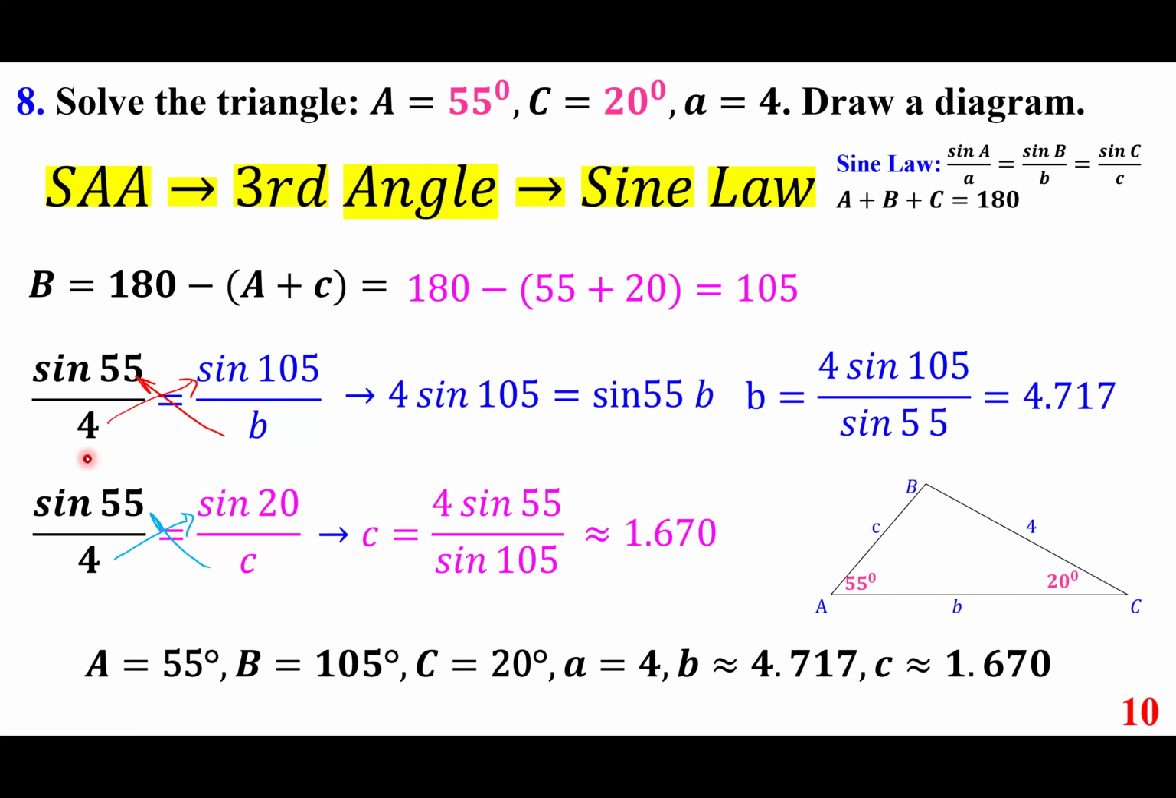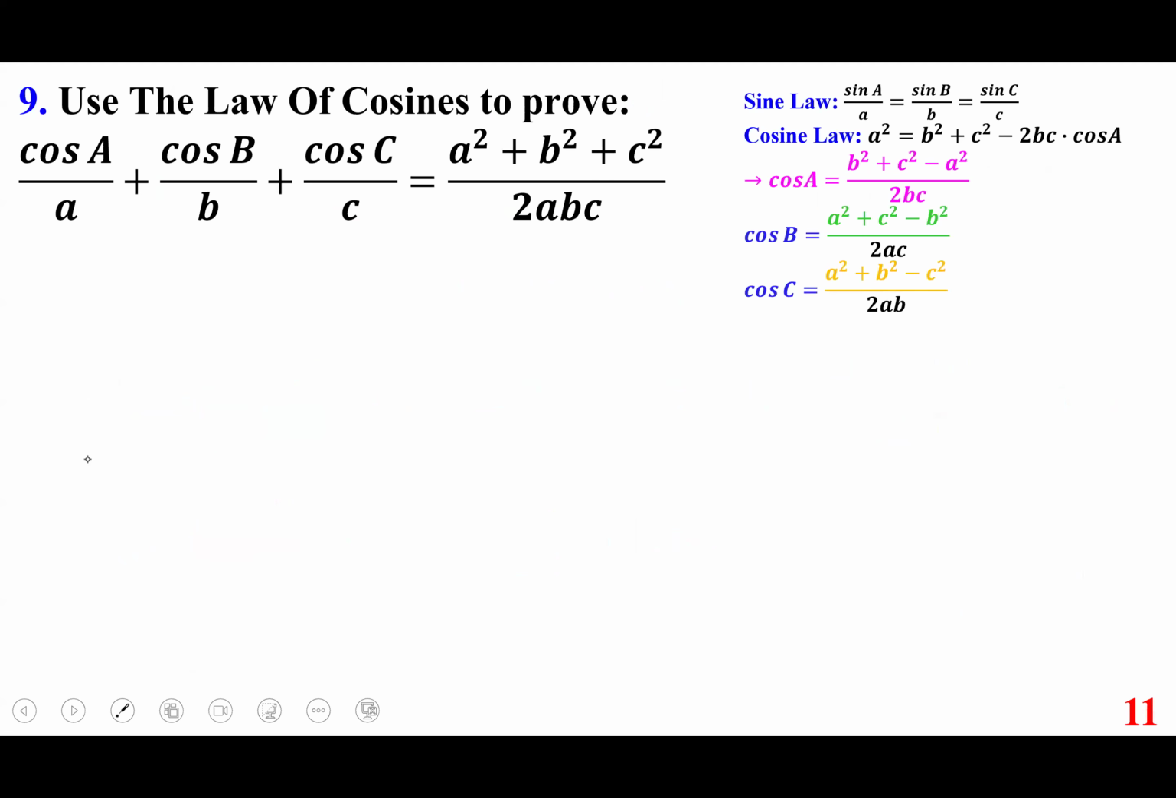So solving a triangle shouldn't be a big deal using various laws, sine law, cosine law, and so forth. We want to use the law of cosines, or the cosine law, to prove cosine A over A, cosine B over B, cosine C over C is A squared plus B squared plus C squared over 2ABC. And I've written for you what we already know. For example, A squared is B squared plus C squared minus 2BC cosine A. Cosine A is B squared plus C squared minus A squared over 2BC. So we should know what's cosine B and so forth.